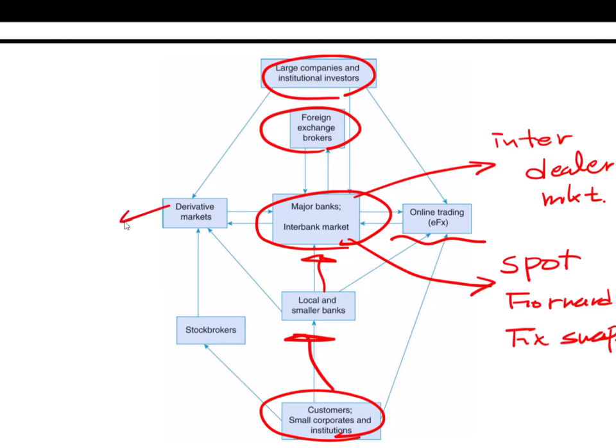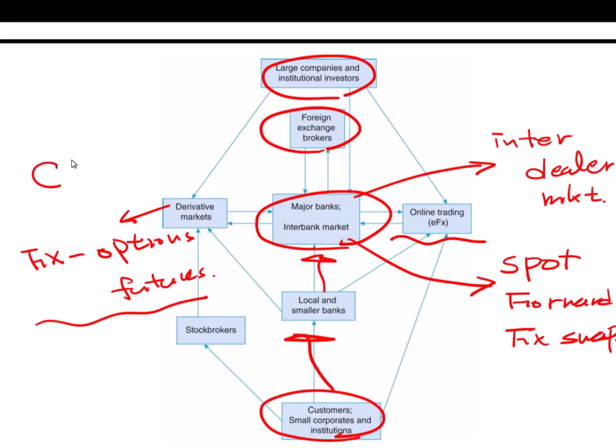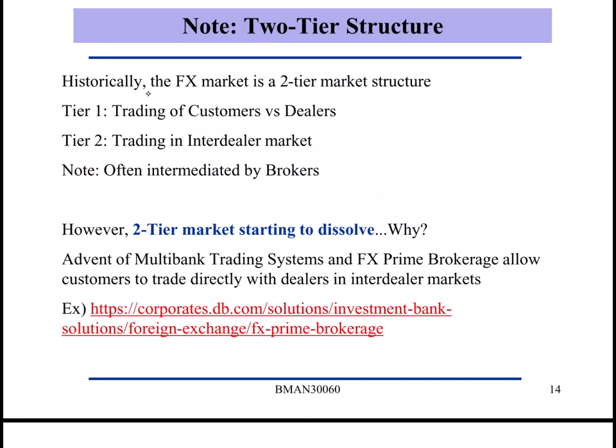And here, these are FX options and futures. These are traded on organized exchanges, like the Chicago Mercantile Exchange. Historically, FX is a two-tier market structure. In tier 1, there is trading between retail customers and other customers versus dealers, small dealers or large dealers. And in tier 2, there is trading between dealers. It's called the inter-dealer market. And often FX trading is intermediated by brokers with some small brokerage fee.